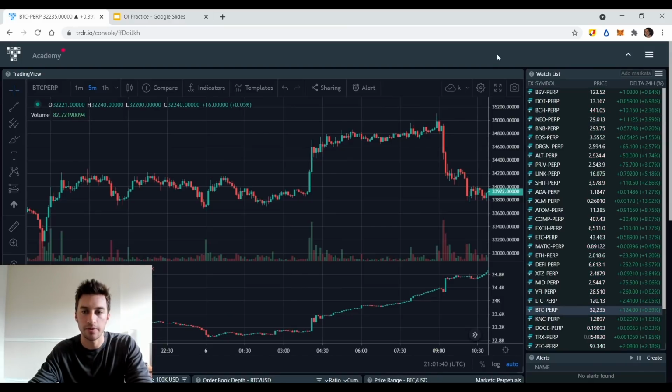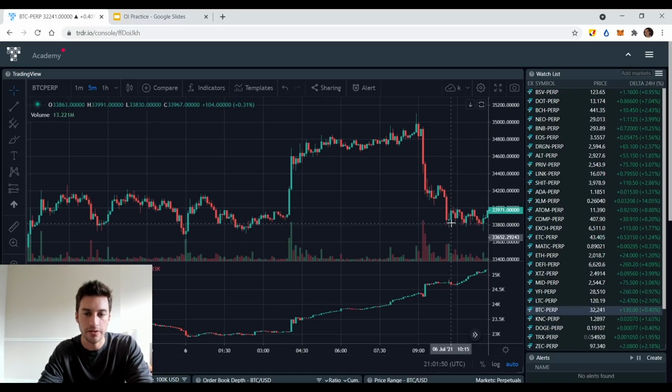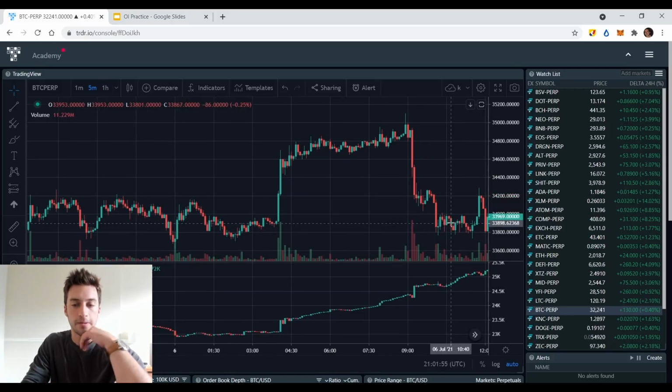All right, live example, or semi-live at least. What's going on here? I will scroll forward, but what do you think is going to happen next? I'll give you guys a little bit more context. I'll tell you this, we have a massive open interest increase on the 5-minute.